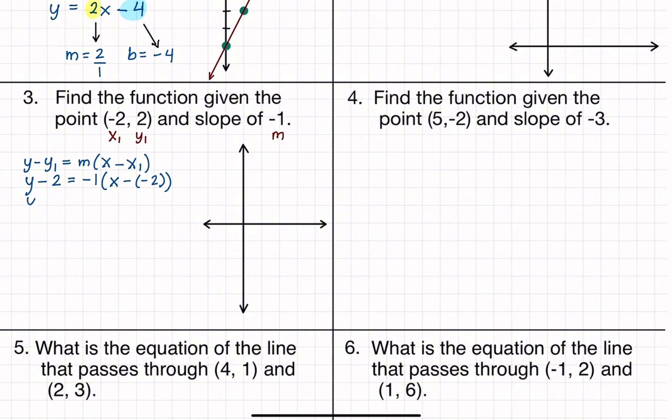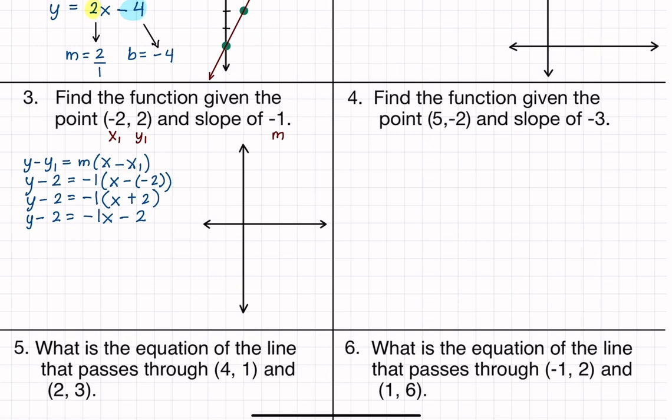So simplify, we will have y minus 2 is equal to -1 times x. So since we have minus and negative, two negatives will produce a positive. So this will become positive 2. Okay, next. Distribute, it will become y minus 2 is equal to -1 times x will become -1x, and -1 times 2 is -2.